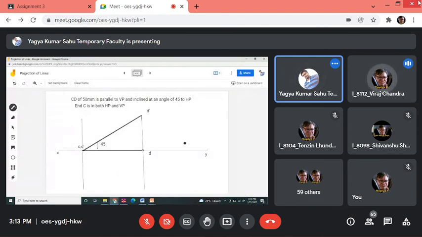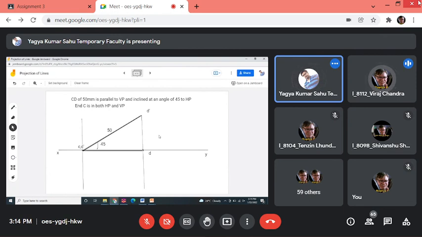Sir, D dash should be D, right? D dash should be D and D should be D dash. CD, yes, sir. Opposite, say. Yes, sir. CD is parallel to VP and inclined at angle 45 to HP. C is in both HP and VP. That is correct. C dash D dash is the front view of true length. Front view will be true length of the line in this case. Sir, so the length of C dash D dash is 50 mm, right? Yes, 50 mm. It is of true length. This one is 50 mm with the true inclination 45.